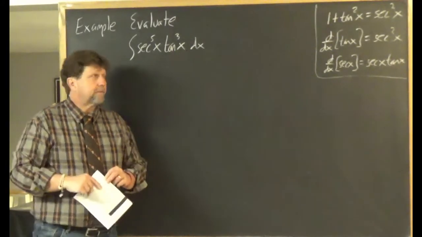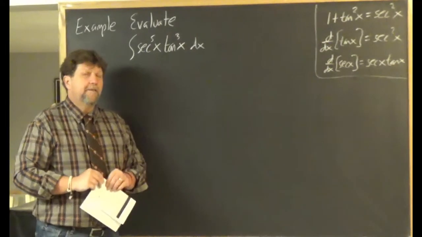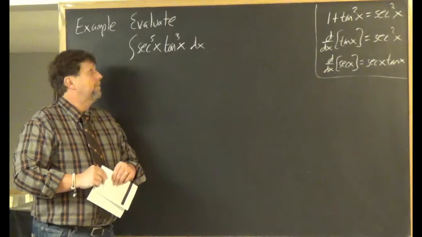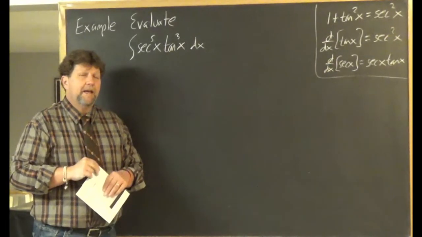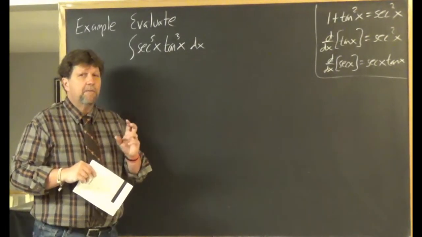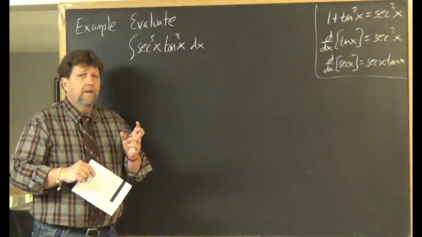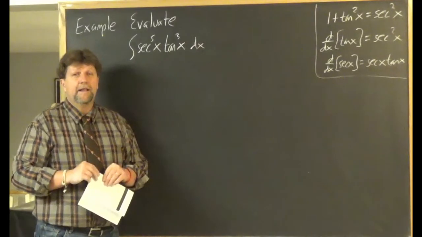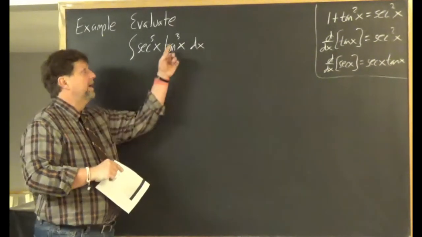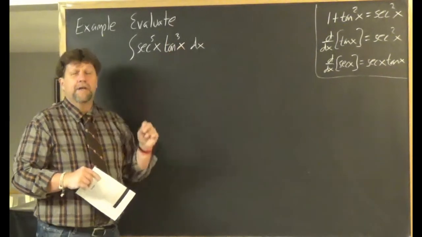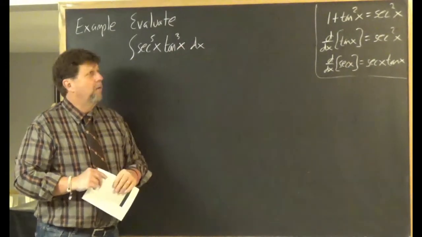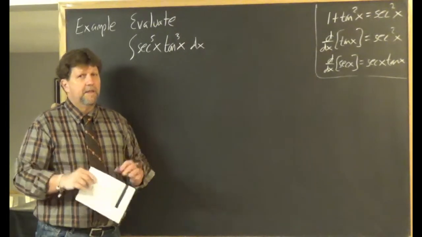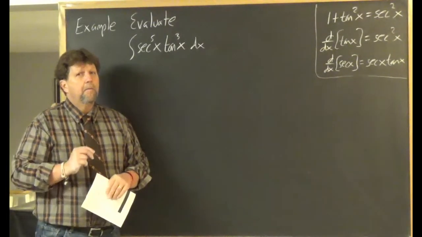When I see a secant to the 5th and a tangent cubed, the first thing that pops into my head is if I can turn one of those exponents into an even number, I might be able to take advantage of the Pythagorean identity. If I know 1 plus tangent squared is secant squared, I know tangent squared is equal to secant squared minus 1.